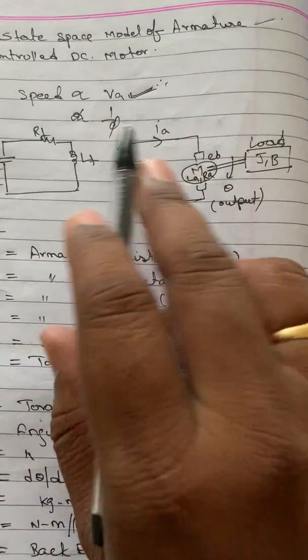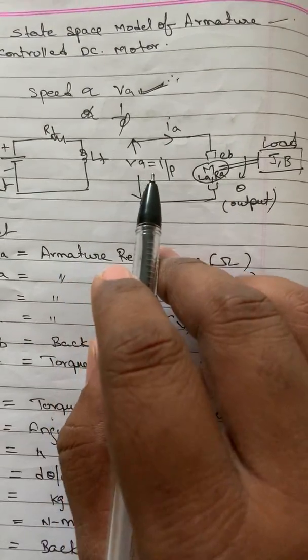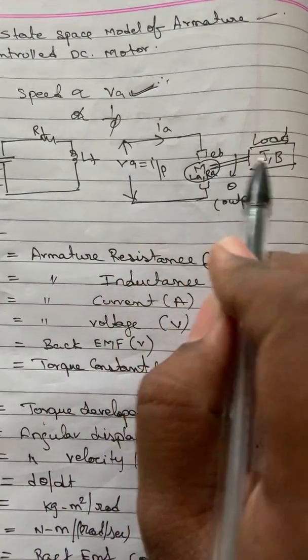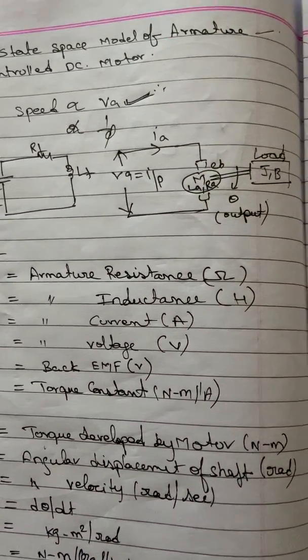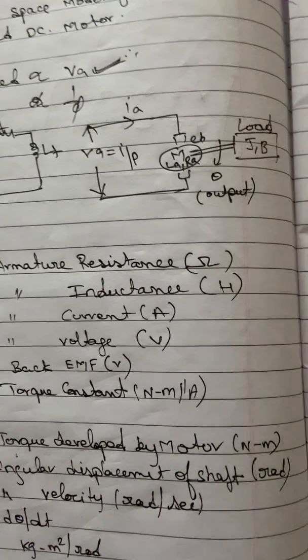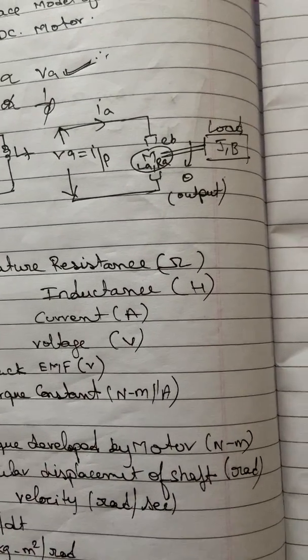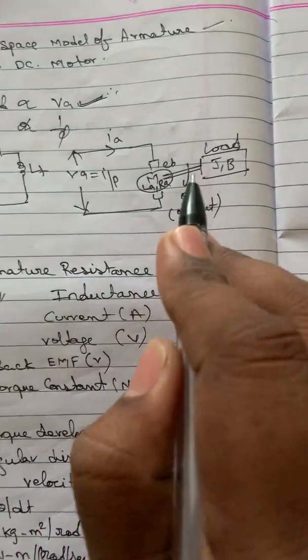This speed control system is an electromechanical system. It consists of an electrical circuit and a mechanical circuit. The electrical circuit is the armature circuit, and the mechanical system is the motor shaft connected to the load, the external load.